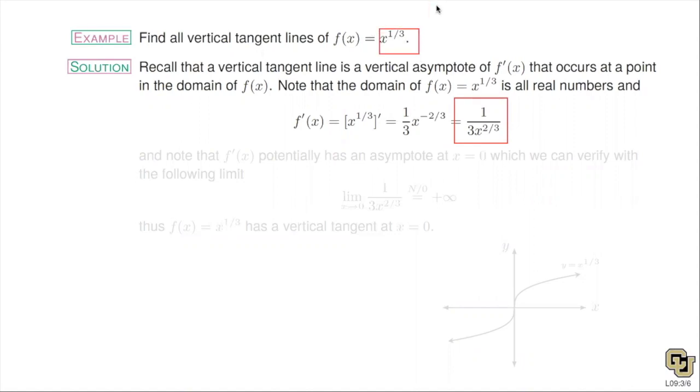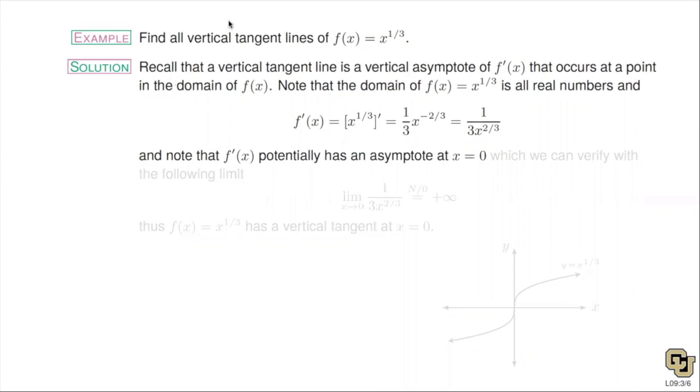So what we're looking for now is a point in the domain of the original function where the derivative might blow up to plus or minus infinity. And this is why I mentioned the domain of the original function. Think about the domain of the derivative versus the domain of the original function, right? The domain of the cube root of x is all reals, but the domain of this derivative here, obviously x cannot be 0. So I'm going to check 0 for whether the derivative has a vertical asymptote. So that'll mean the original function has a vertical tangent.